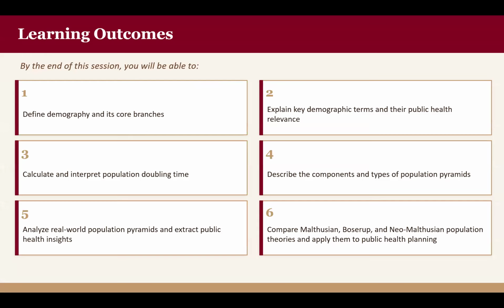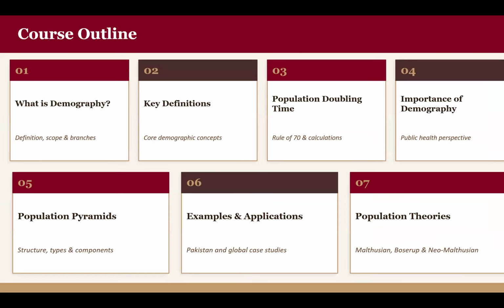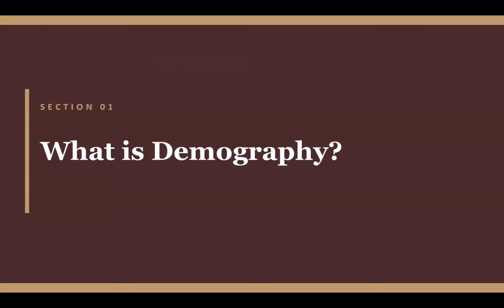These are the learning outcomes of today's class. This is the outline of today's presentation. We will start with demography and the key definitions. Then we will cover the concept of population doubling time, importance of demography, population pyramids, and their examples. And at the end, we will cover some population theories and do some multiple choice questions.